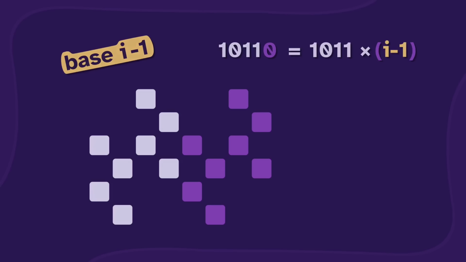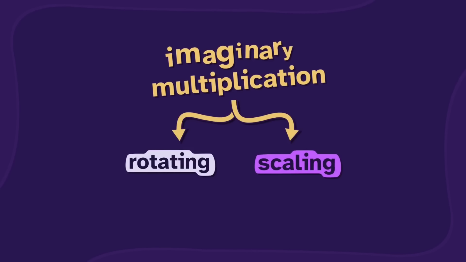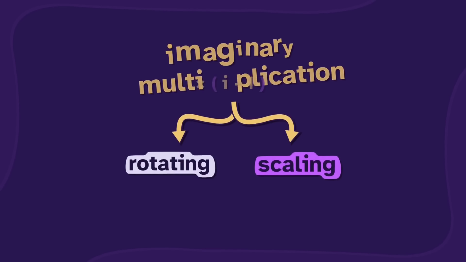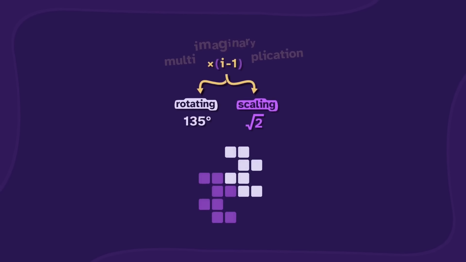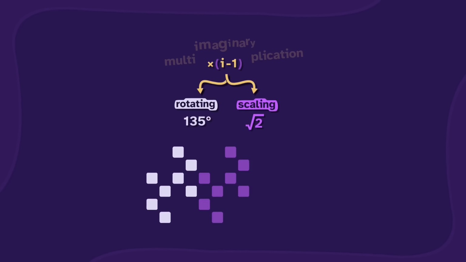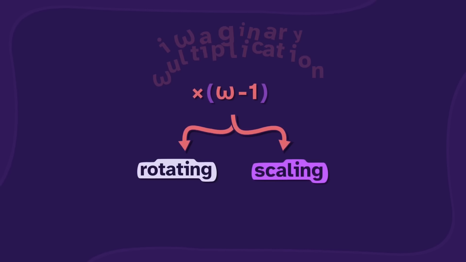Okay, here's the important idea. Imaginary multiplication corresponds to rotating and scaling. When we multiply by the base, i minus 1, we're rotating by 135 degrees and scaling by root 2. That's why slapping a 0 makes the shape spin and grow. And this spinning, I should mention, imaginary multiplication also corresponds to rotating and scaling. Omega minus 1 rotates by 150 degrees and scales by root 3.